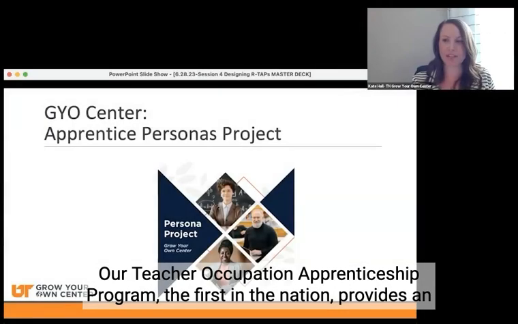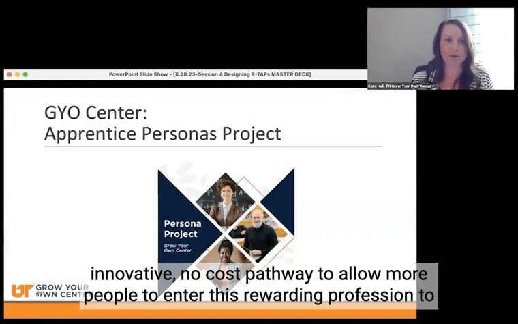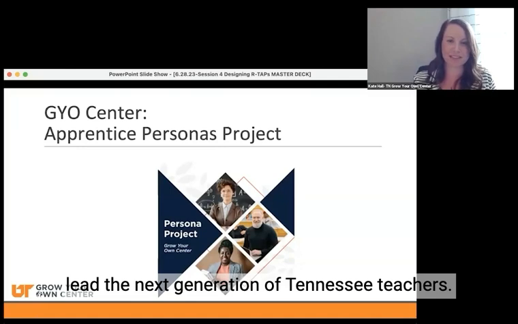Our teacher occupation apprenticeship program, the first in the nation, provides an innovative no cost pathway to allow more people to enter this rewarding profession to lead the next generation of Tennessee teachers.